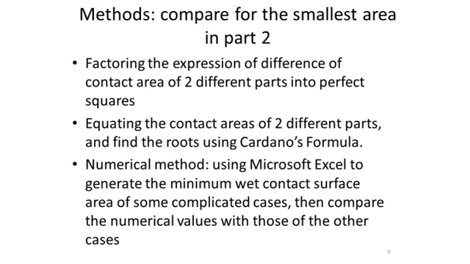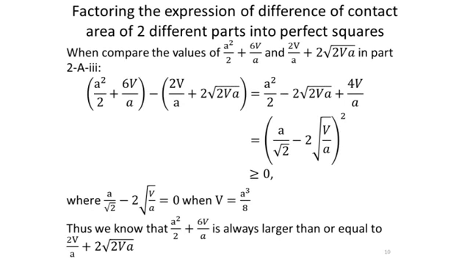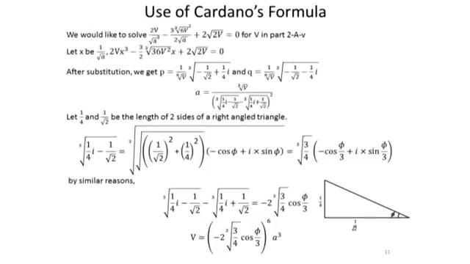In fact, throughout the whole project, we use the following 3 methods for comparisons: factorization, Cardano's formula, and numerical method. In part 2a3, I factorized the difference of 2 expressions into a perfect square for comparison, in which it is always larger than 0. In that way, we would know that one of them is always larger, regardless of the size of the variables.